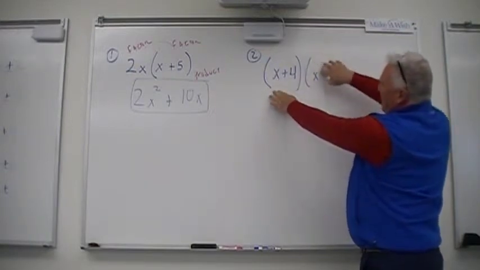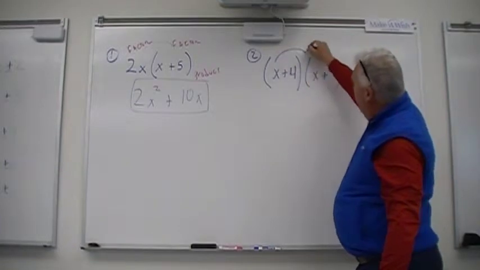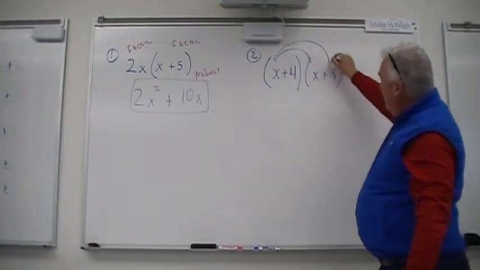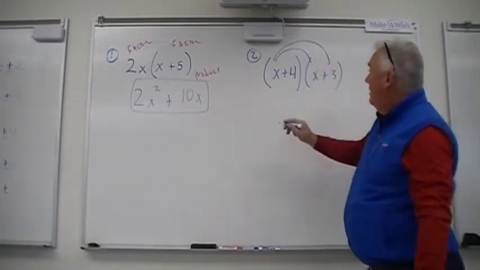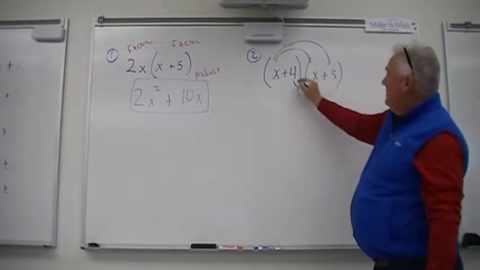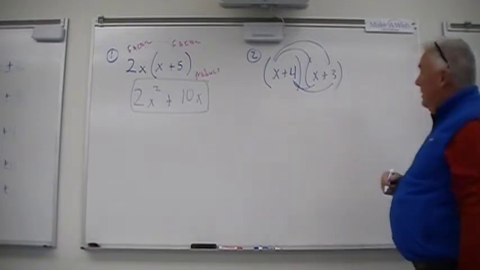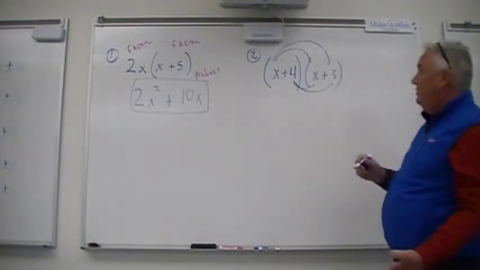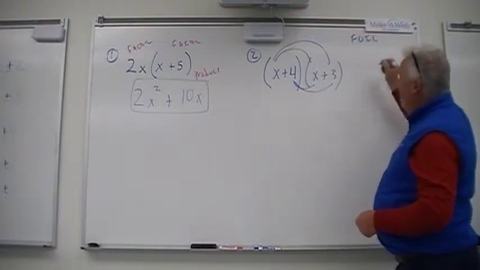The x is going to go over this and the 4. So we have this times this and this times this for two multiplications, kind of like what we did here. And then we have this times this and this times this for the other two multiplications. So there's 4.